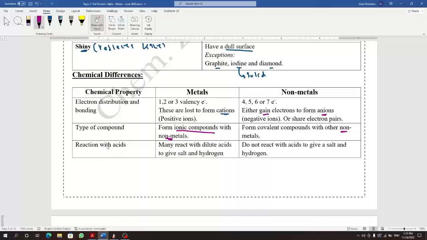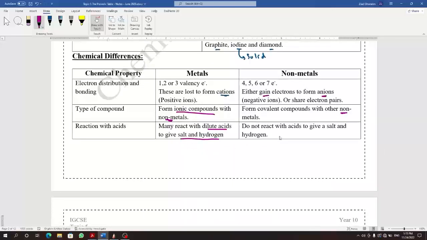The reaction with acids. Metals do react with diluted acids, forming salt and hydrogen. We'll talk about the equations in a few minutes. Nonmetals do not react with acids, but you can't stop here. You can't stop your answer here in the comparison. It will be wrong. Nonmetals do not react with acids to give a salt and hydrogen. They actually give other products. So just to clarify, nonmetals do react with acids, but they do not give salt and hydrogen.